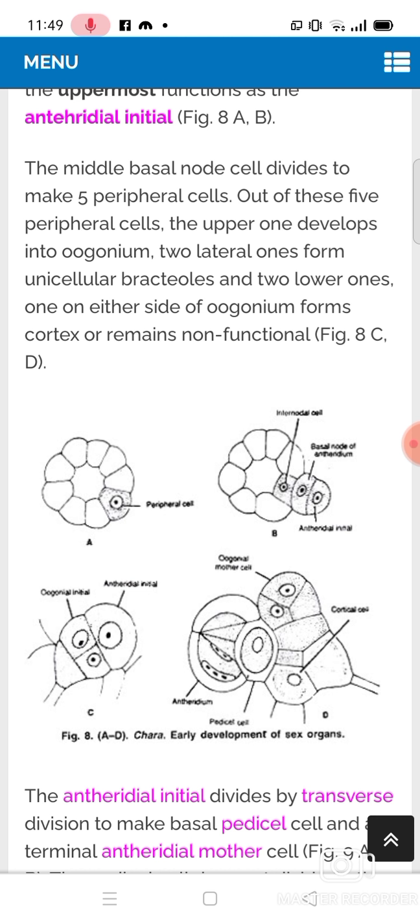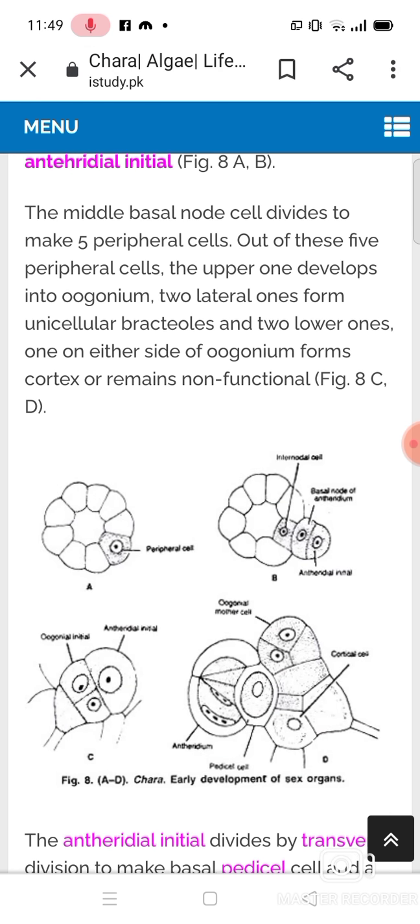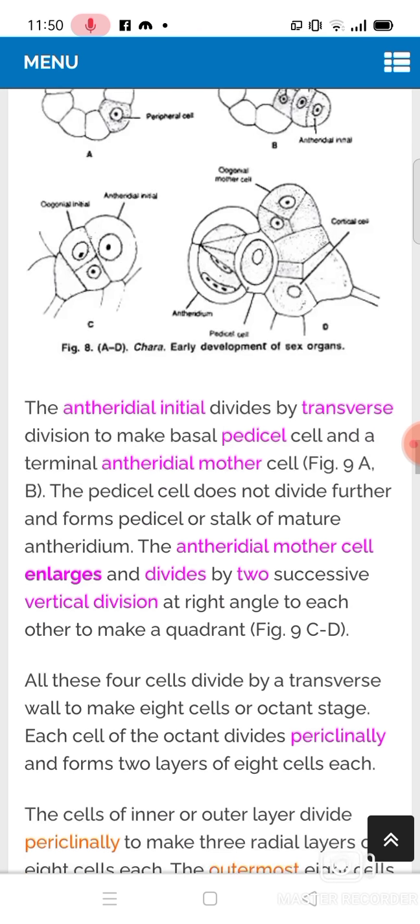Antheridial initial, and the lower cell will change into the oogonial initial. Means the upper cell will make the antheridium or the male sex organ, and the lower cell is going to make the female sex organ or nucule or the oogonium, right? So in diagram B, you can see the peripheral cells, they divide and make the antheridial initial, the middle one the basal nodal cell, and the last one is the internodal cell.